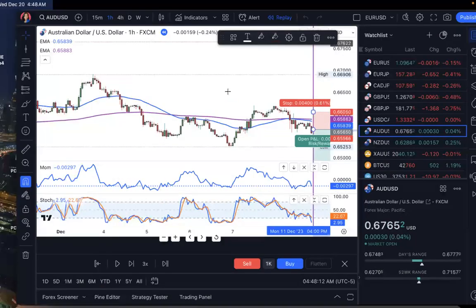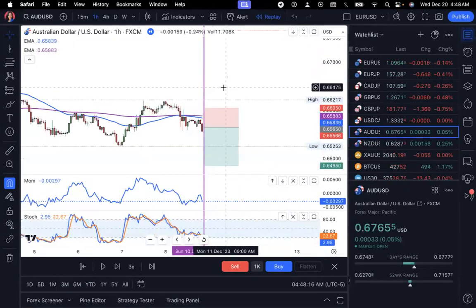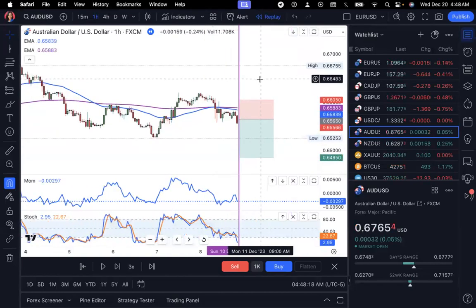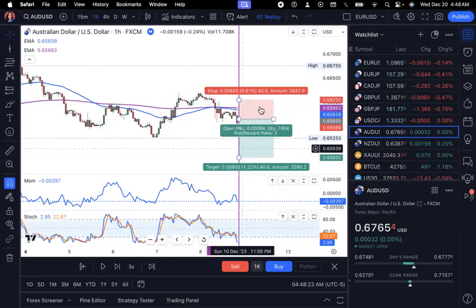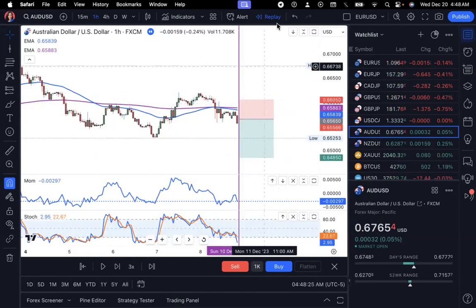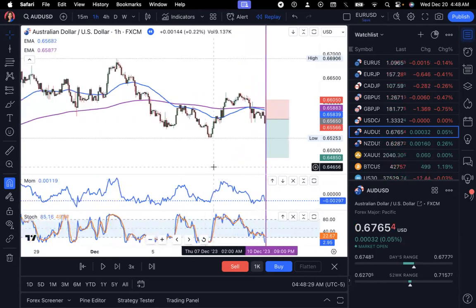So we're going to take a look at what happened in this trade, what went right or what went wrong. And I'm going to give you guys some pointers on just how to be an overall better trader. So this is the strategy that I use. It's very simple. Even if you are a beginner, you can understand this strategy.